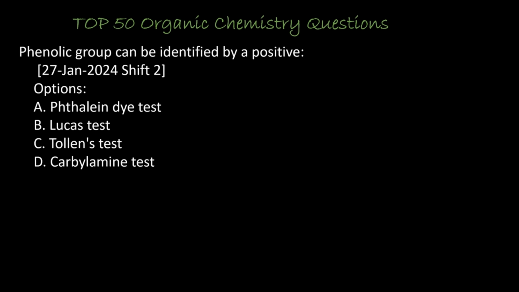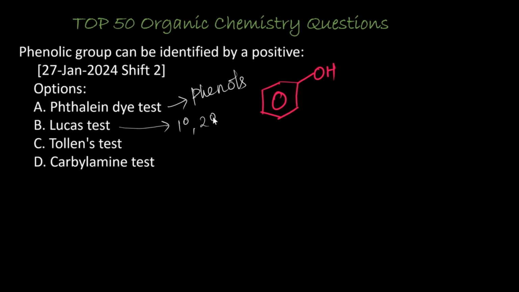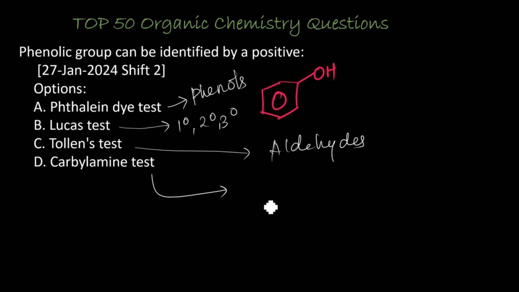Moving on to the next one, a phenolic group, which is the C6H5OH group, can be identified by a positive test, right? So the ferric chloride test is for identification of phenols, right? And Lucas test is for primary, secondary and tertiary alcohols. Tollens test is for aldehydes. And carbylamine test is for primary amines, right? So the answer to this question is the ferric chloride test.